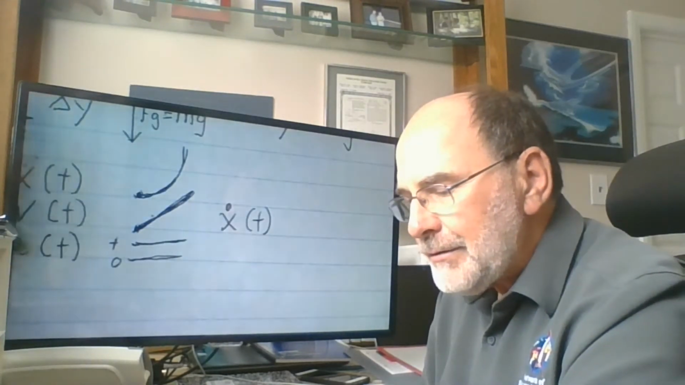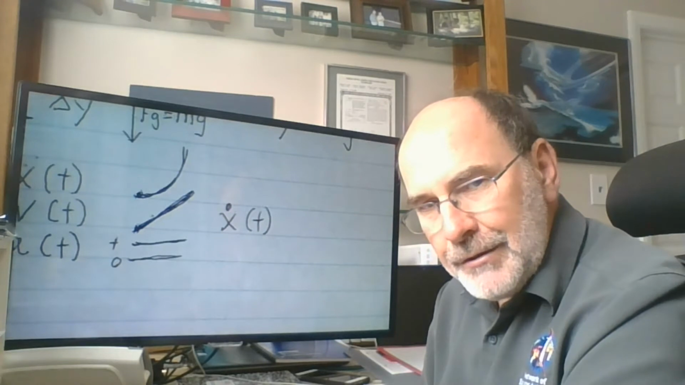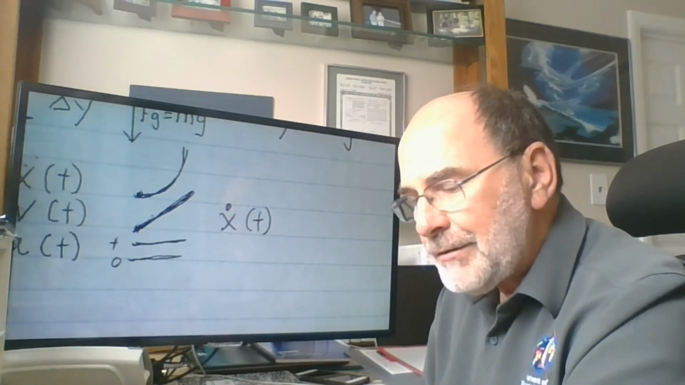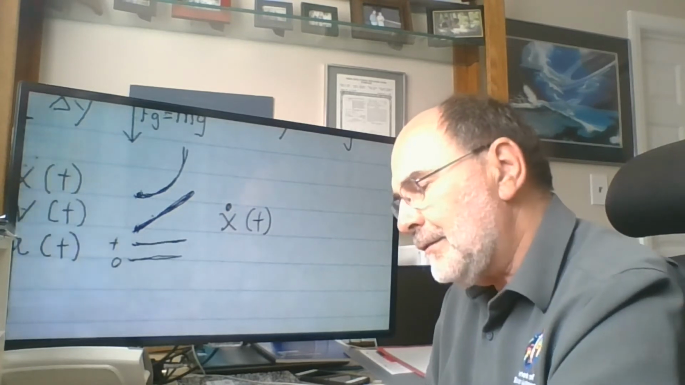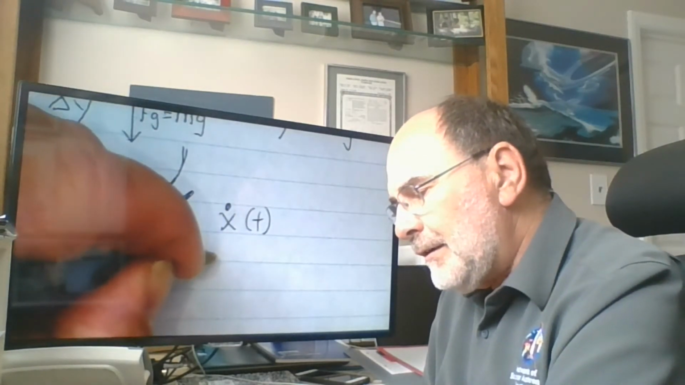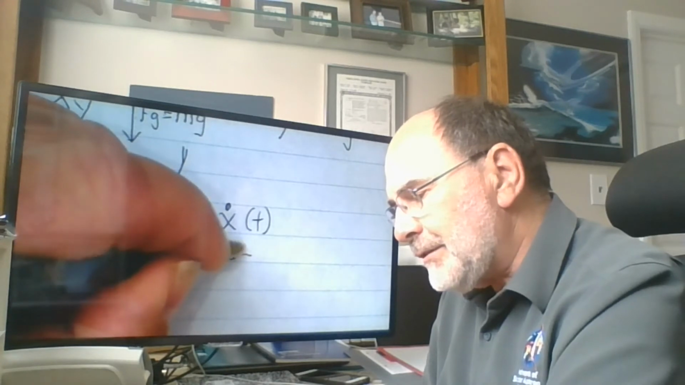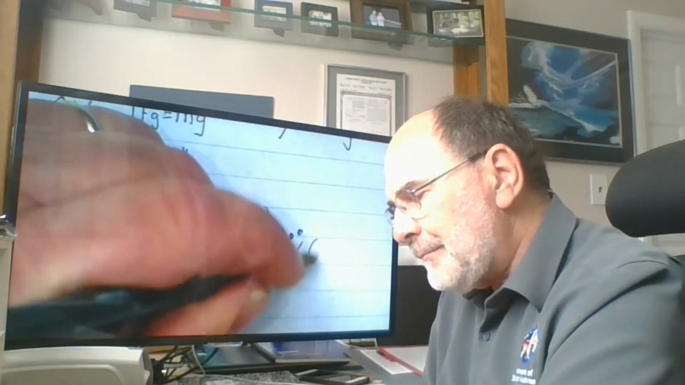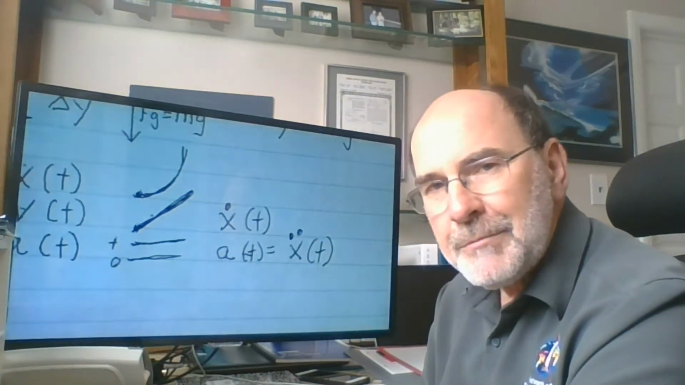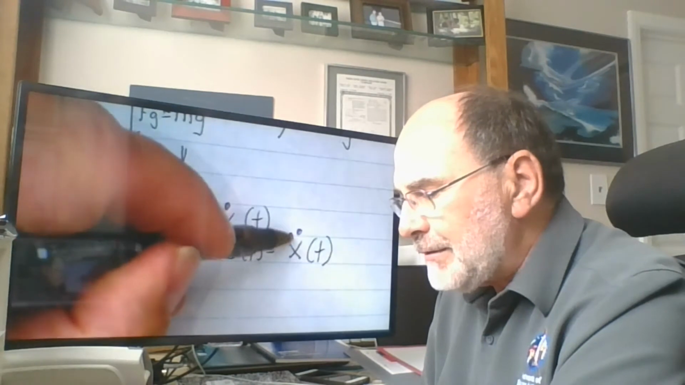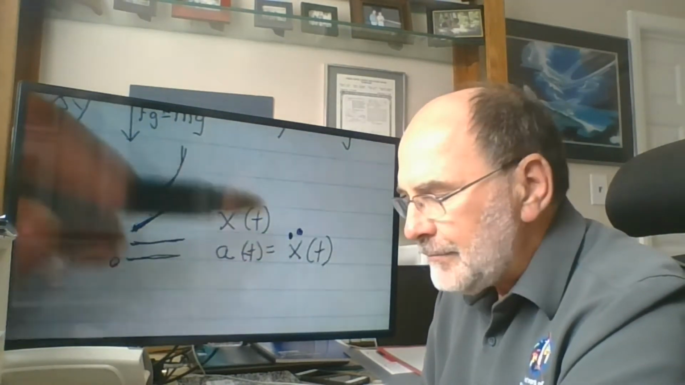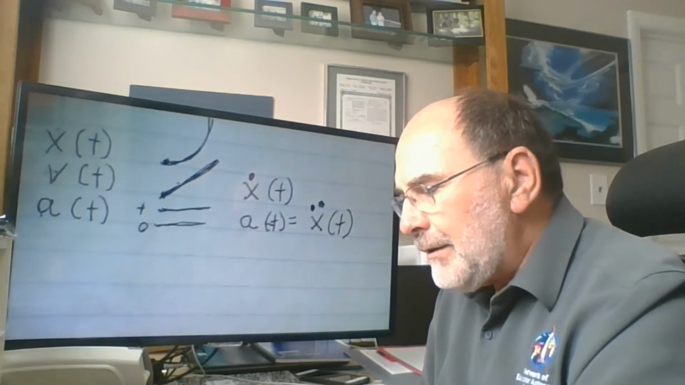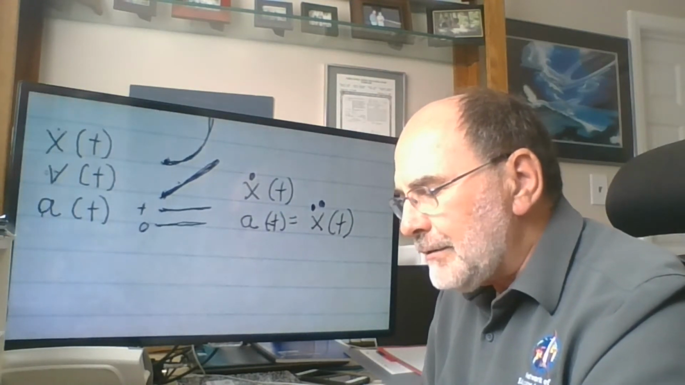Well, in calculus, if this function is the slope of that function, then that means acceleration is the derivative of velocity. And that means acceleration is actually, I shall write it this way, the second derivative of position with respect to time. So I represent that with a double dot above the function for x position as a function of time. All right, so what have we got here?